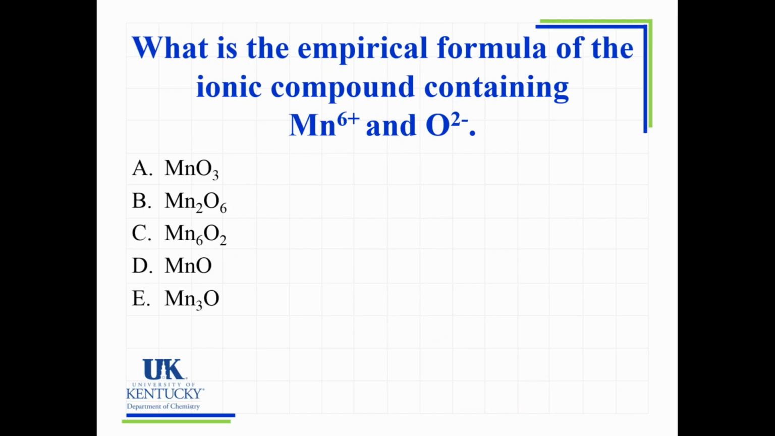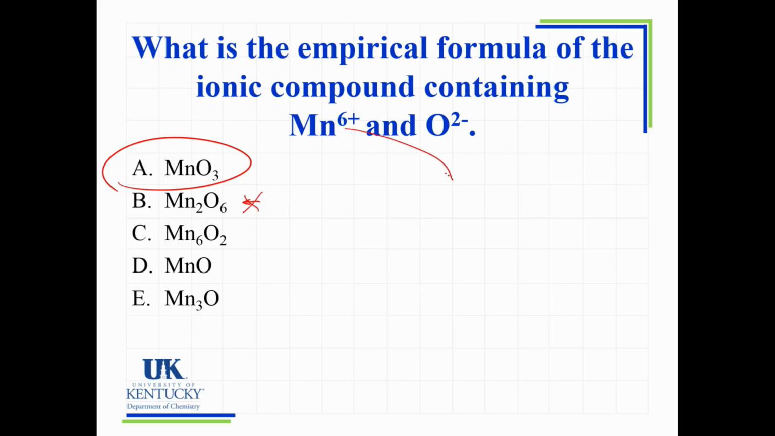Okay, let's have you try one. I've got 2 ions here, manganese with a +6 charge and oxygen with a -2 charge. I want you to stop the video and think about what a good empirical formula of that compound would be. Well, hopefully you chose A. I think if you were going to make a common mistake, you would have chosen B. A lot of people might have chosen B, but B is not quite right.